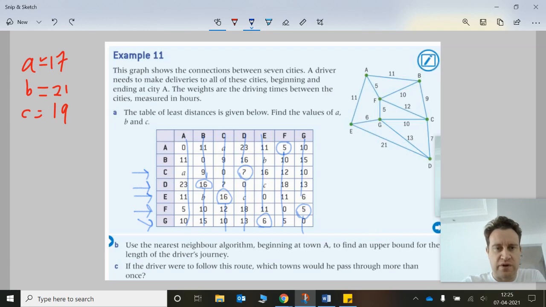So we need to go from, where were we? D to B, sorry. We're now at B. That was the last one which we chose. And so now we need to choose this one to get back to A. We have to get back to the beginning again. So there we go. That's an upper bound.